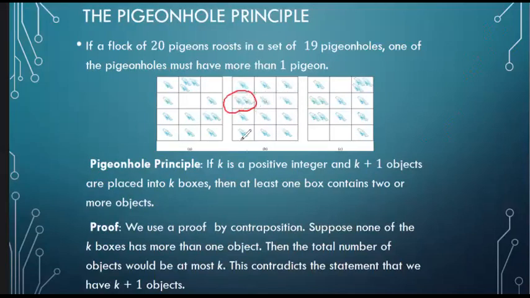To prove this, we use a proof by contraposition. That is, suppose none of the k boxes has more than one object, then the total number of objects would be at most k. So if we are speaking about k boxes, then there should be k objects. But in our definition we have said that there are k plus 1 objects. This means there is always one more object extra in one of the boxes. So this is the proof we can give.